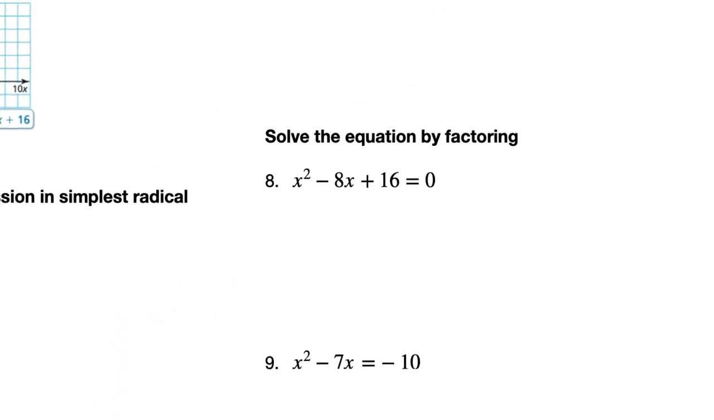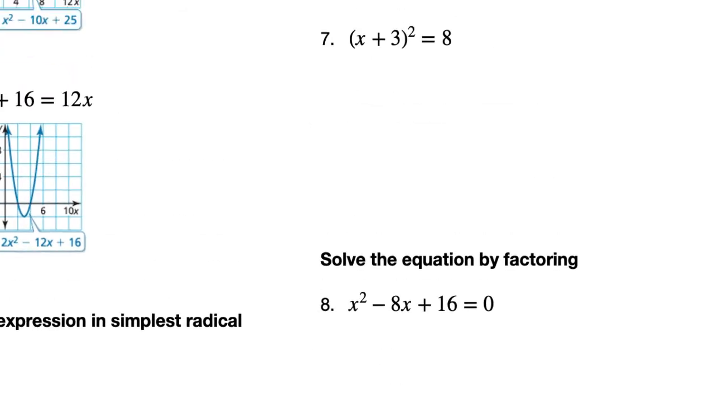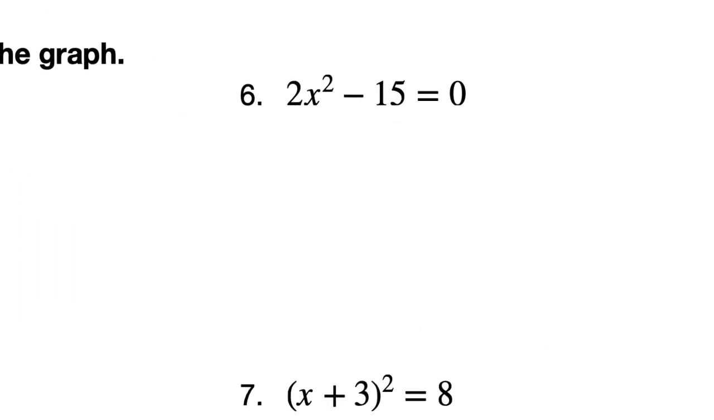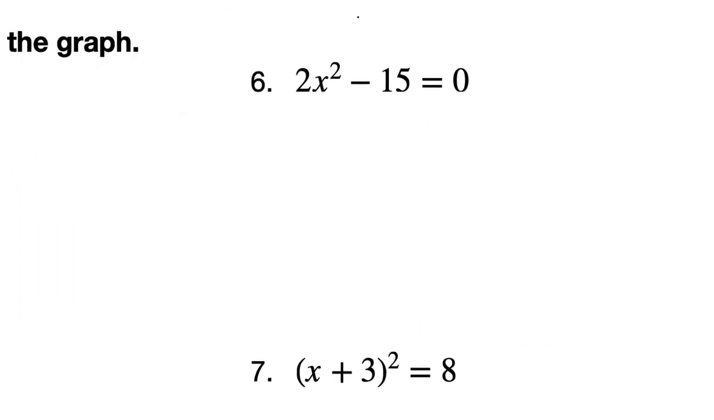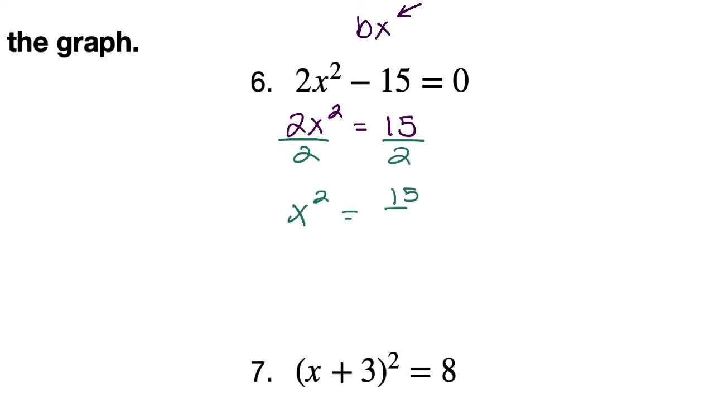Next one in the square root method is problem number 8. Nope, not problem number 8, problem number 6. Again, notice there's no bx term, no term with just an x in it. And so square root method is in order. We'll add 15 to both sides, and then we'll divide by 2. So x squared equals 15 over 2. See, now I've got the x squared alone, and now I can square root it. So undoing the squared just gives me x, always plus or minus.